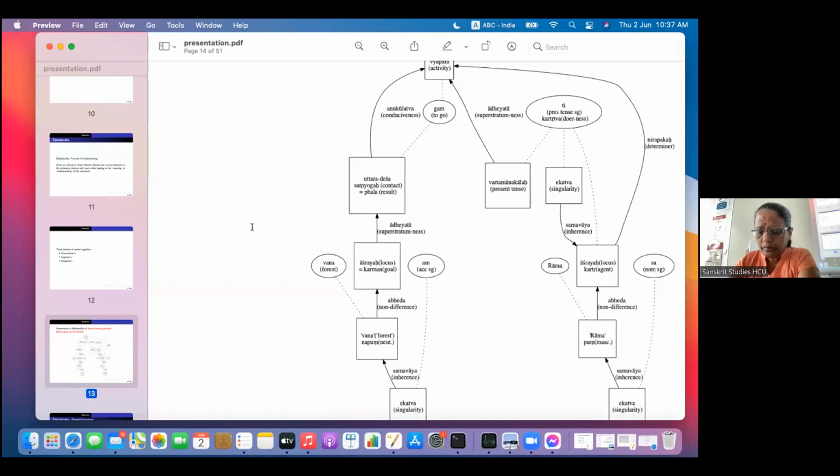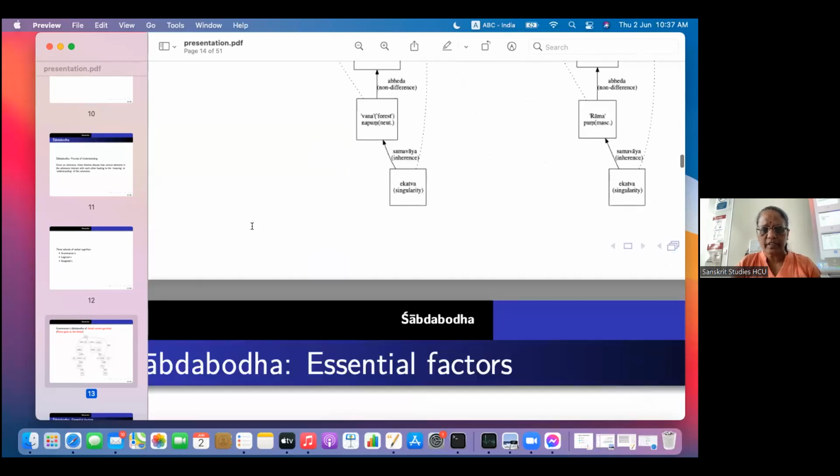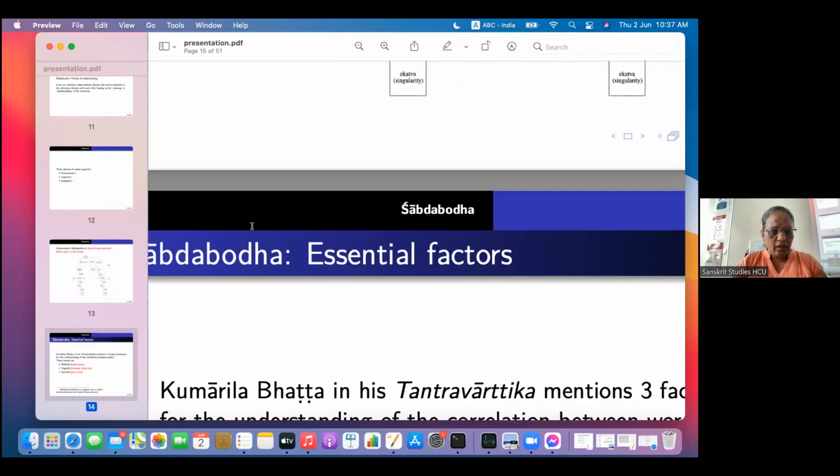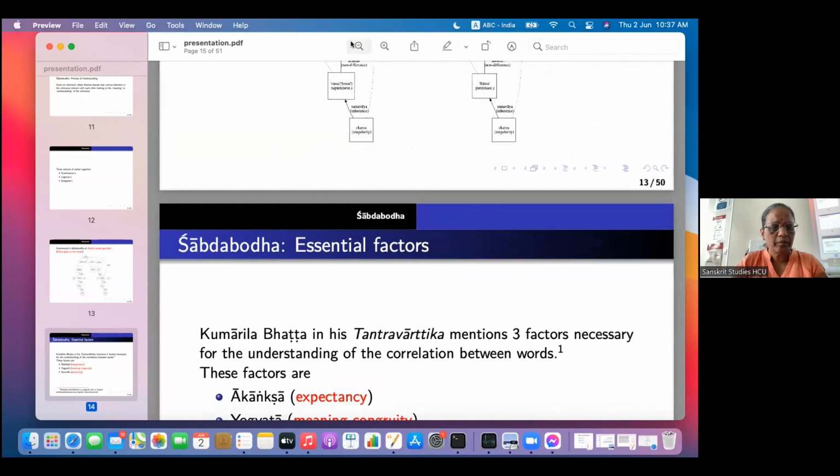So these grammarians have worked out all the details of which part of the text or string expresses what kind of information and how the information flows, and it leads to the understanding of the sentence. Okay, so let me now reduce the size and make it normal.